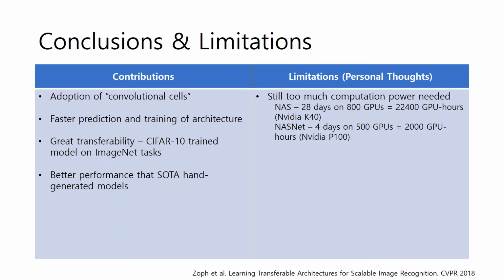In conclusion, this paper has made a contribution by adopting convolutional cells on top of previous works on NAS. As a result, NASNet could achieve faster performance with higher transferability, achieving better performance than SOTA methods. However, this paper still faces the problem of computation power. Although it needs almost 7 times less computation than NAS to generate a model, the method still requires 4 days of running on 500 GPUs to train.